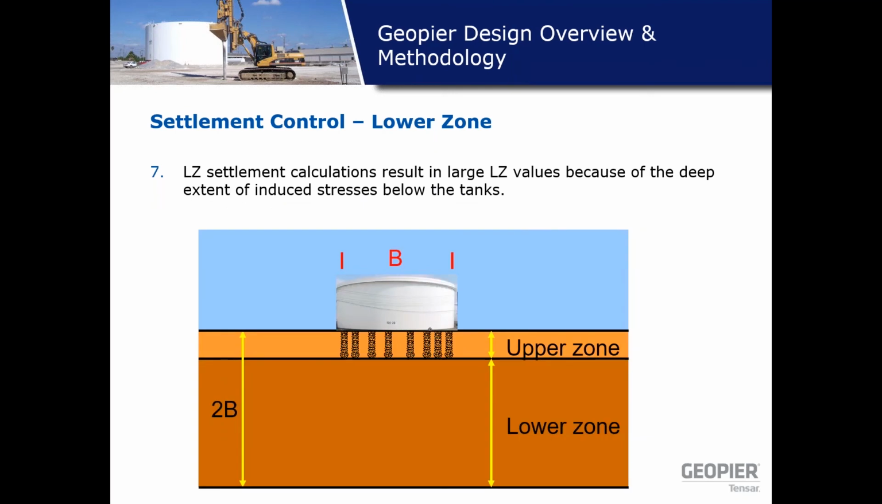As you see in the picture, the lower zone goes to deeper depth. So if your tank is 100 feet, with a 2B approach, your lower zone extends to 200 feet. Generally, when you see the pressure increase, delta P, is less than 10%, you can stop your settlement calculations, or if you have a hard layer or rock, you can stop your settlement calculations.